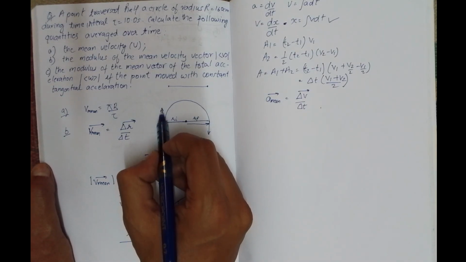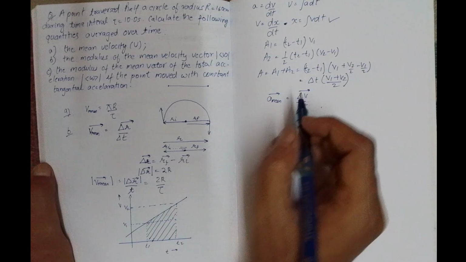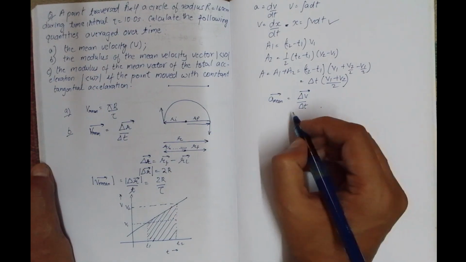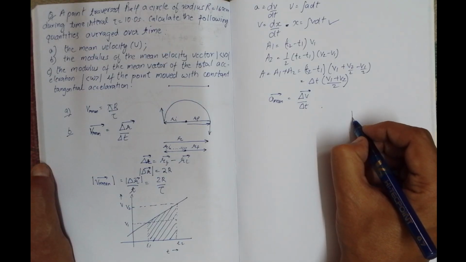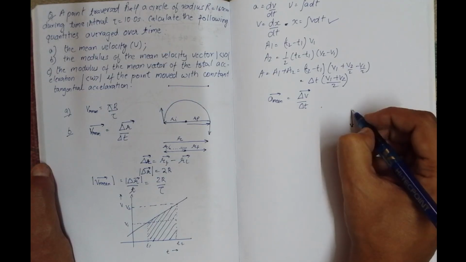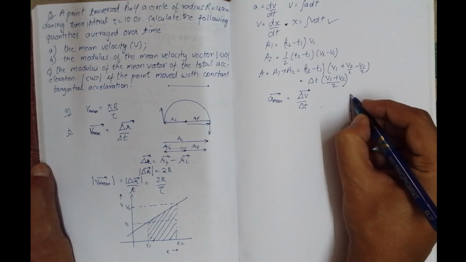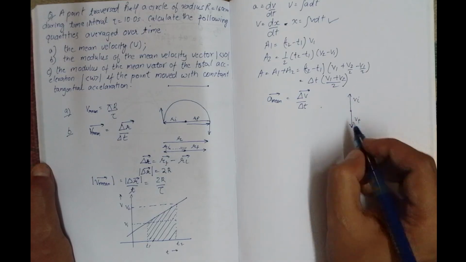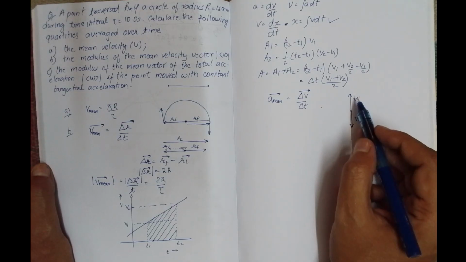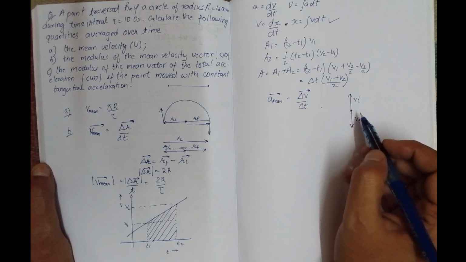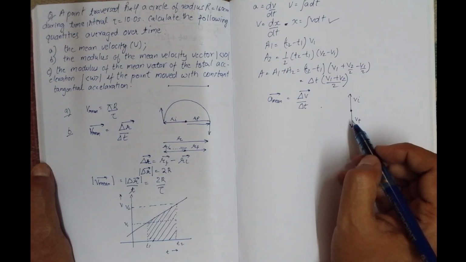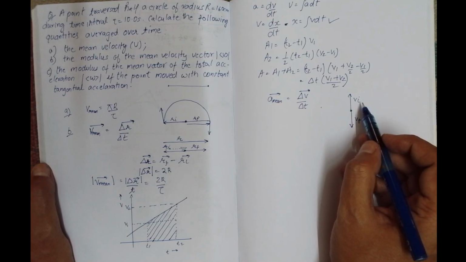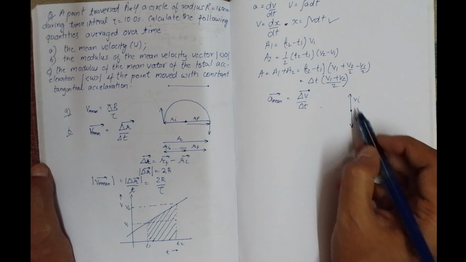The initial velocity vector is like this. The final velocity vector is like this. They are in opposite directions. So at the end, if you do final minus initial, final is like this, vertically downwards, and initial is like this, vertically upwards. You can say this is VF, this is VI. So final minus initial, since they are in the opposite direction, will be equal, in terms of magnitude, to the magnitude of VF plus the magnitude of VI. Right? Why? Because they are in the opposite direction.